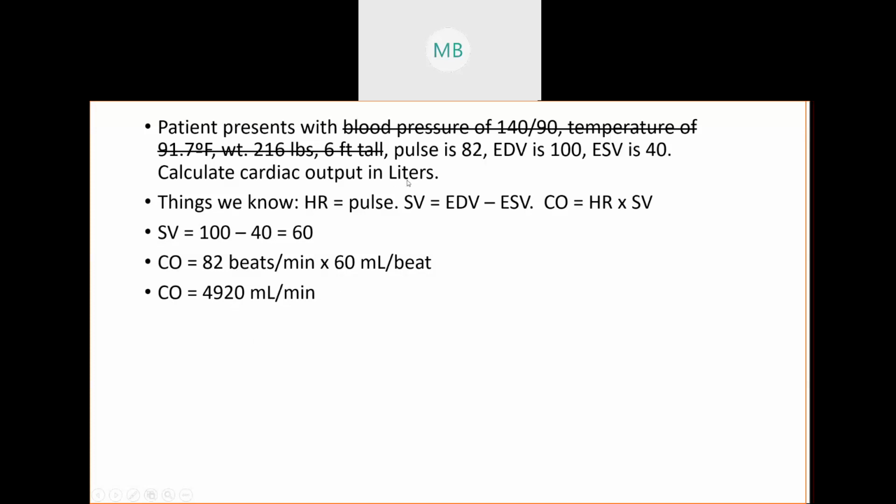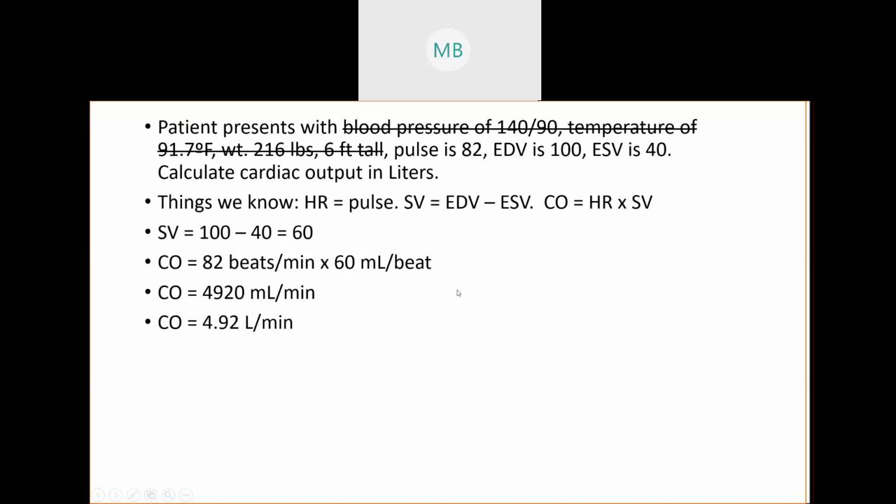But wait, we have one more step to do, because this answer right here is in milliliters and the problem wanted things in liters. Milli means 1,000, so to go from milliliters to liters, you have to divide by 1,000. So we're just going to move the decimal point over 3 places: 1, 2, 3. That gives us our cardiac output of 4.92 liters per minute.